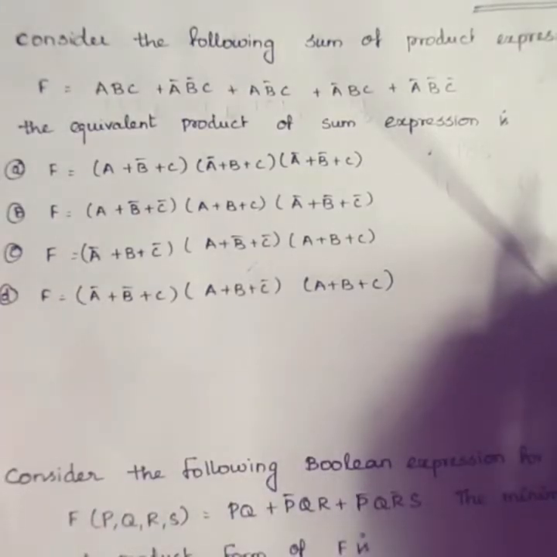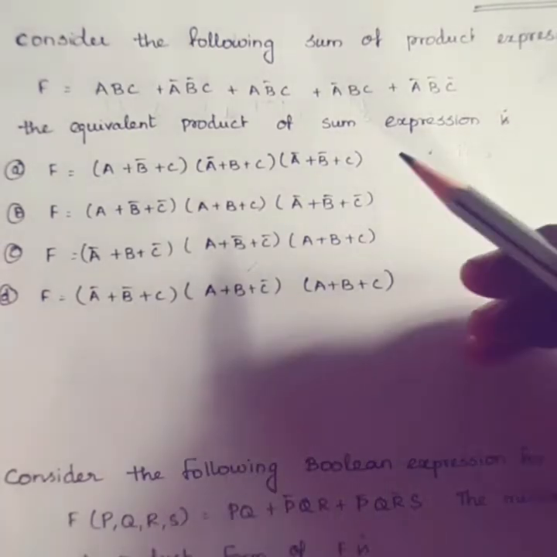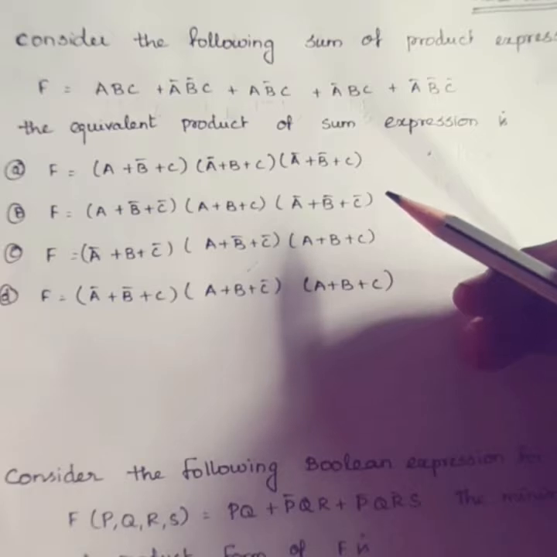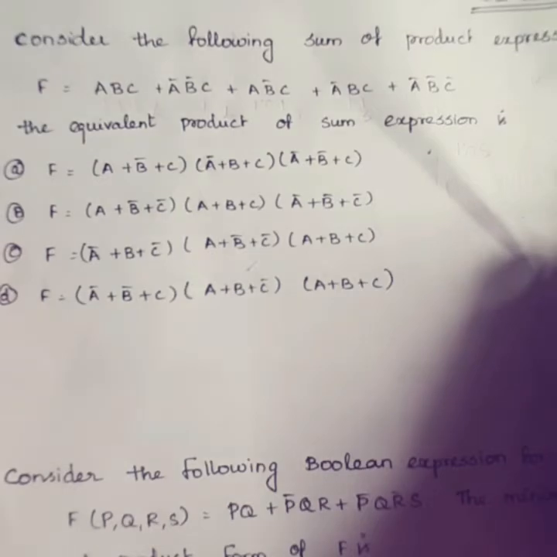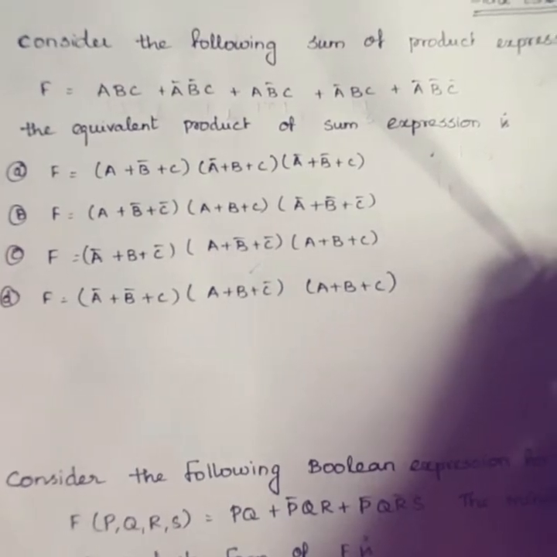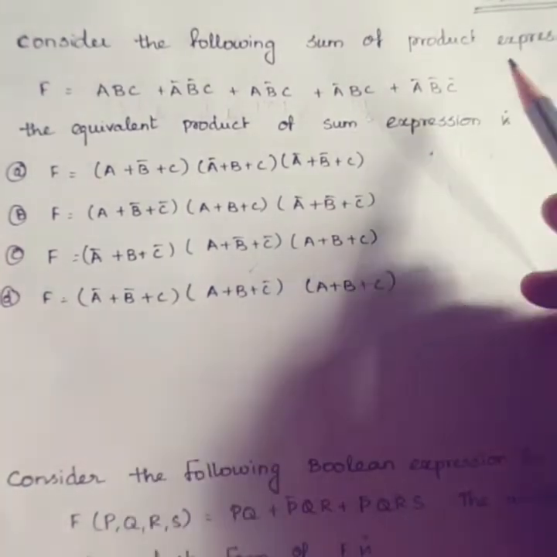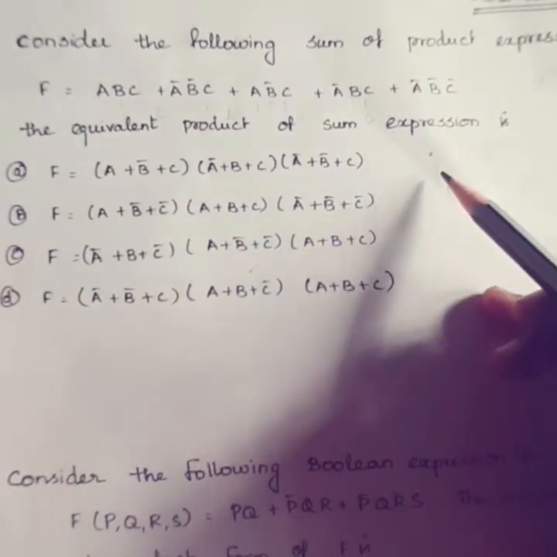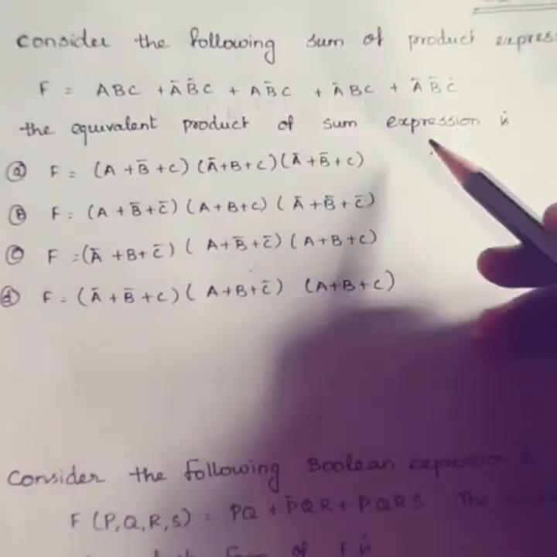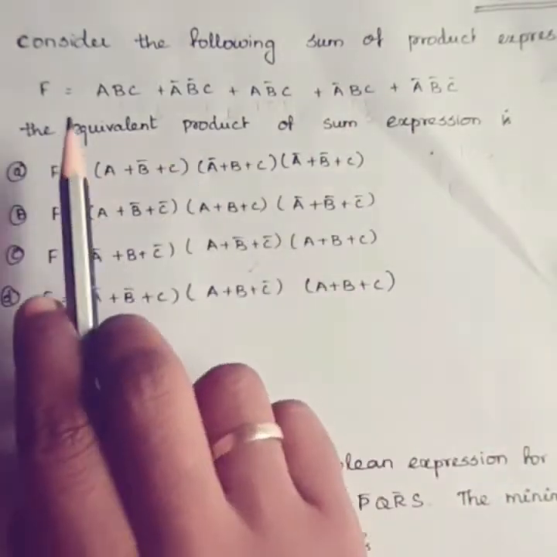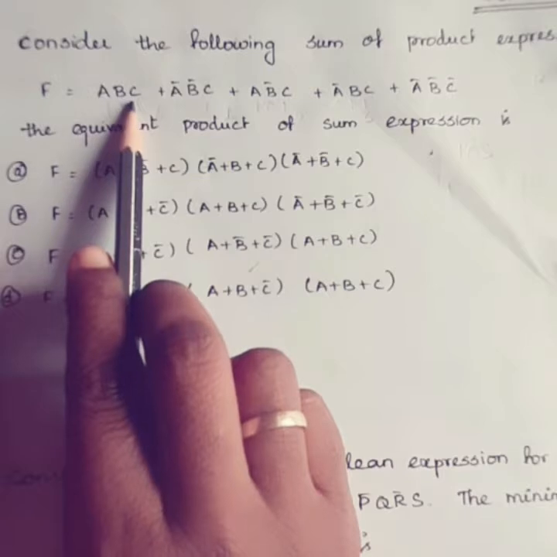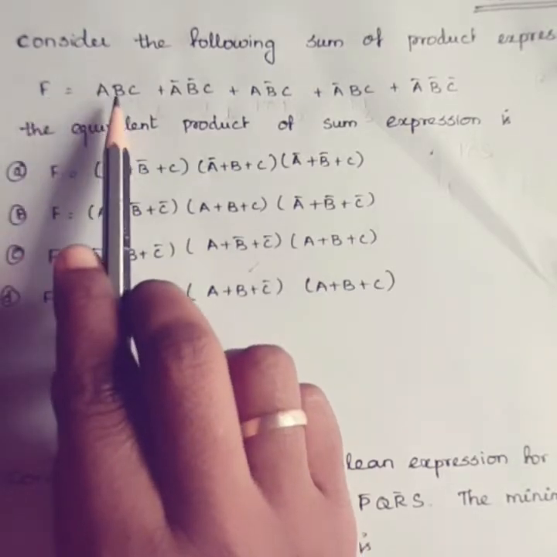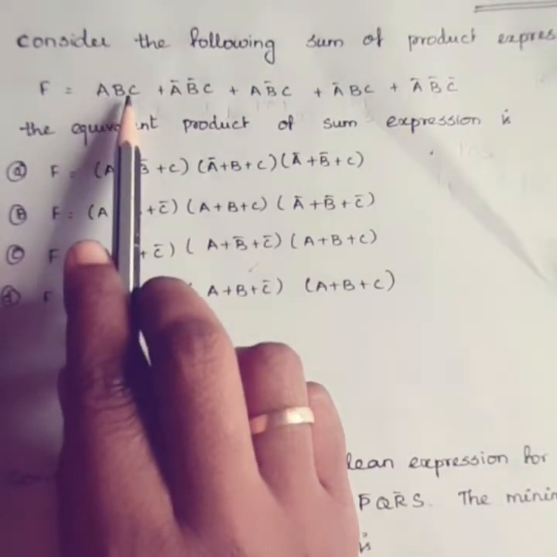The question is, consider the following sum of product expression f is equal to ABC plus A bar B bar C plus A B bar C plus A bar B C plus A bar B bar C bar. The equivalent product of sum expression is what? So given a sum of product expression, you have to find what is the product of sum for this function f. Here the function f is a function of three variables A, B, C.